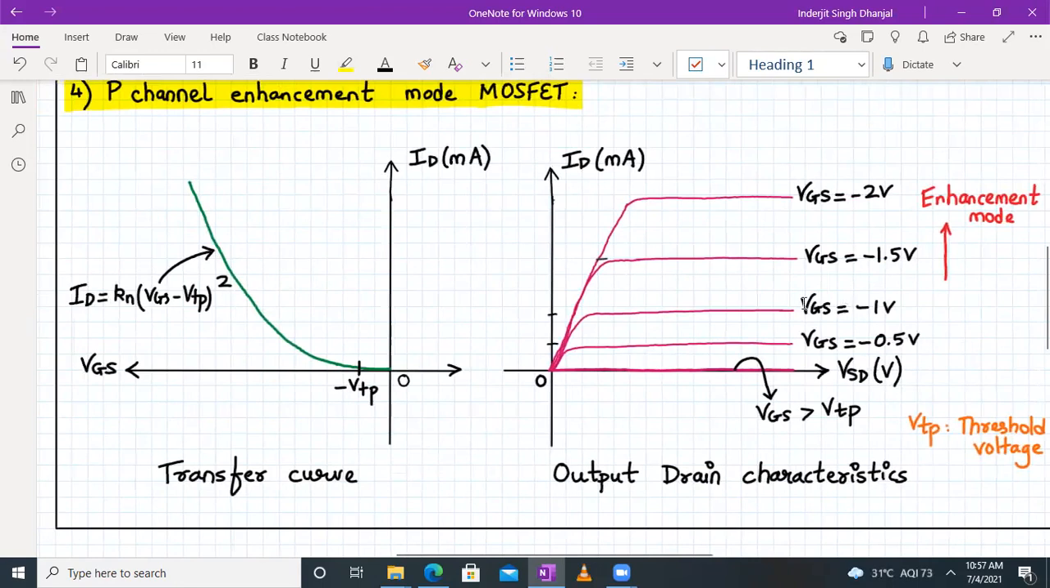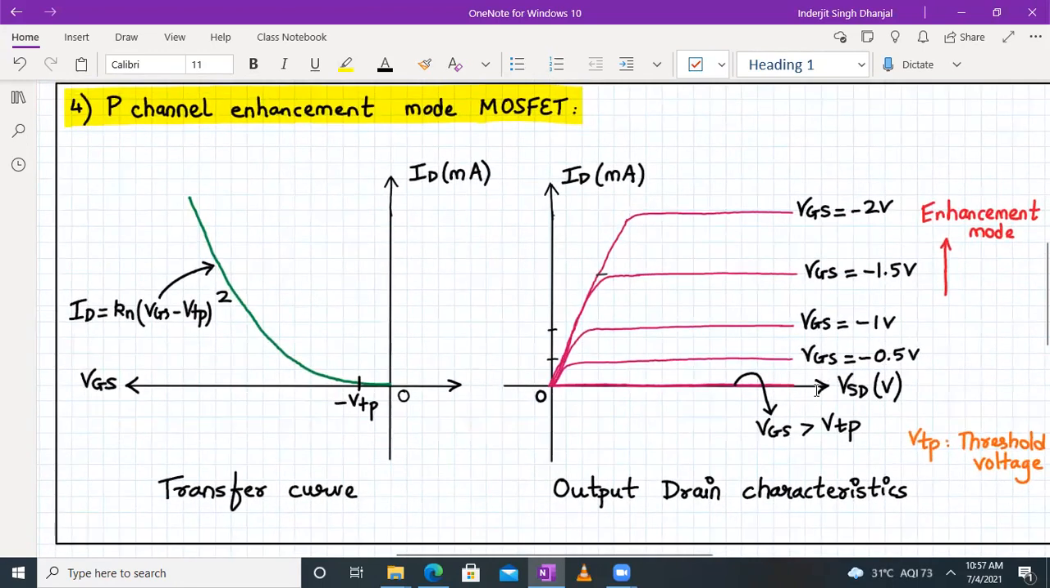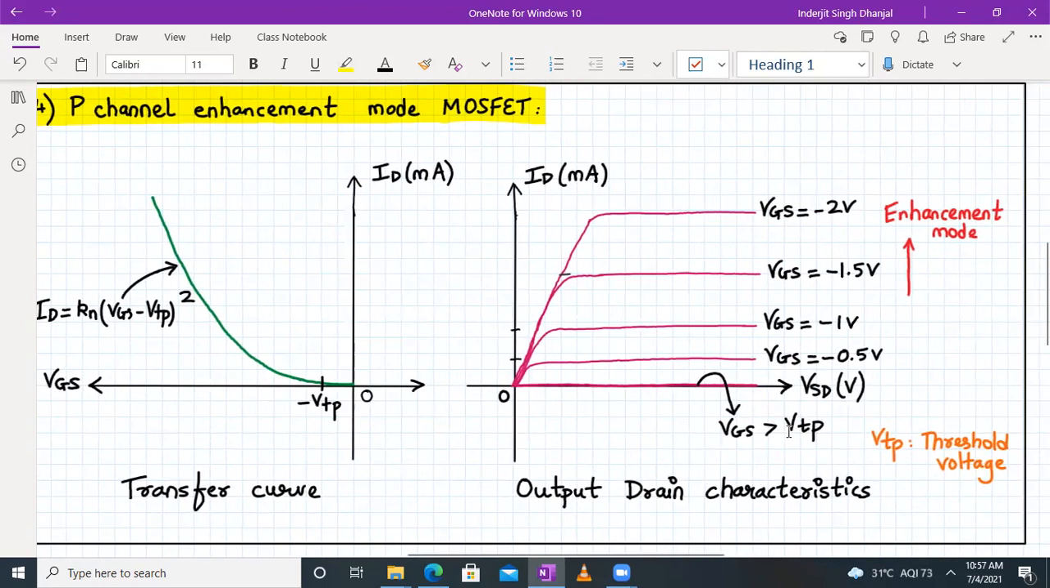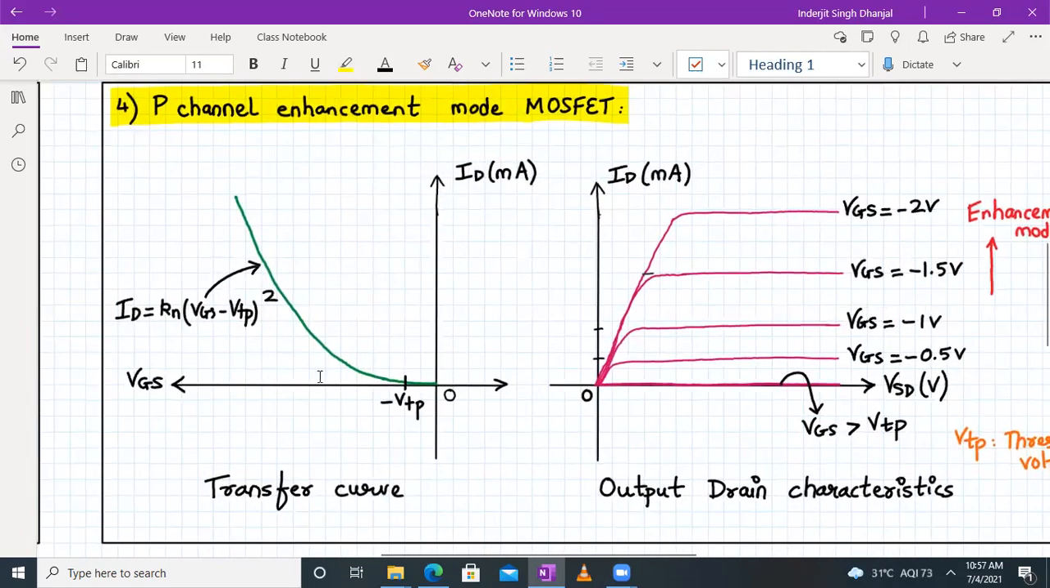Similarly, for the P-channel enhancement mode MOSFET, we have the x-axis in the output characteristics as VSD, and for VGS greater than VTP, it should be less than, I guess. Yeah, VGS is greater than VTP, because VTP will be negative. So for VGS greater than VTP, the device is off. Whenever we apply negative values of VGS, the current is getting enhanced and it is in the enhancement mode. And this is the transfer curve which is derived from the output drain characteristics.